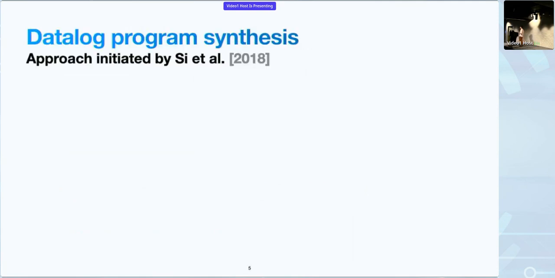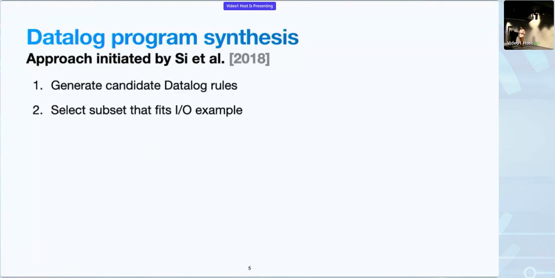So we're talking about Datalog synthesis, and in particular, we're going to be building on a line of work that started in 2018. This approach to Datalog synthesis consists of two parts. In step one, generate a set of candidate Datalog rules. And step two is filtering that set to find a subset that fits some input-output example.